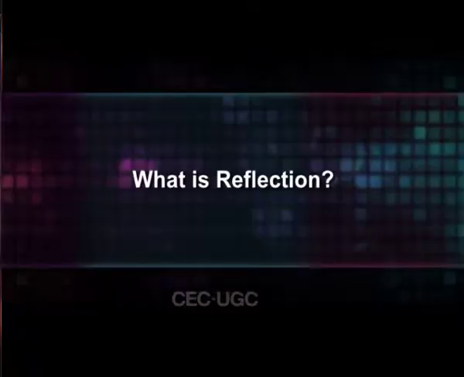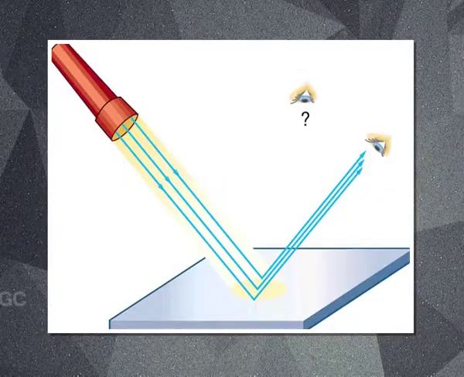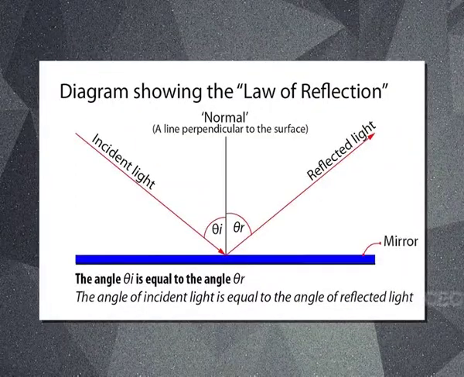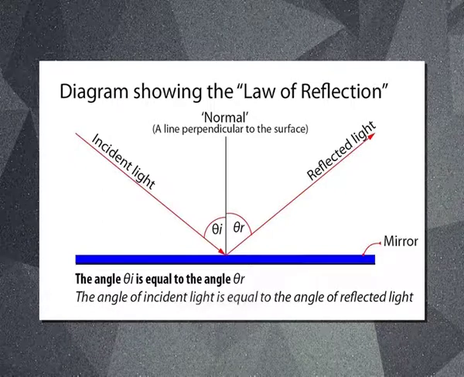What is reflection? When light strikes a surface, some of the light is absorbed by the surface and some bounces back from the surface. The bouncing back of light is called reflection. There are 3 types of reflections.